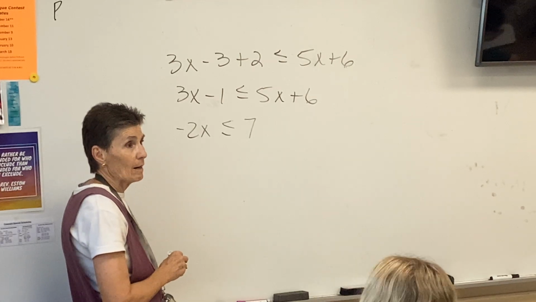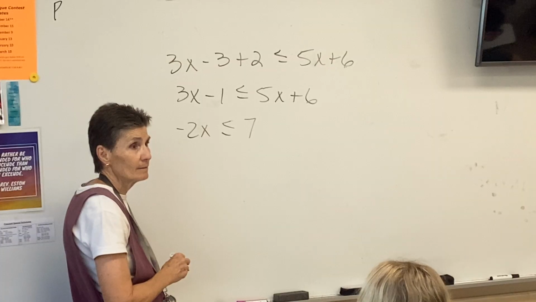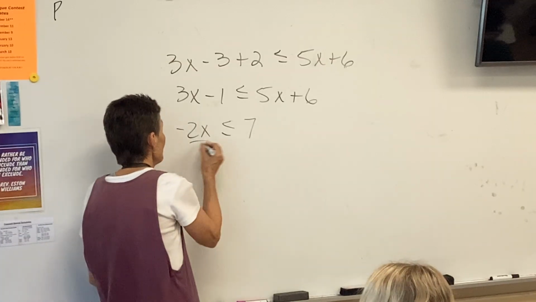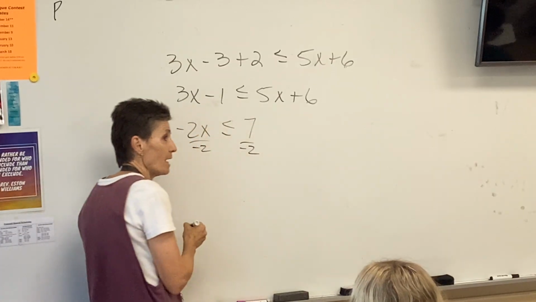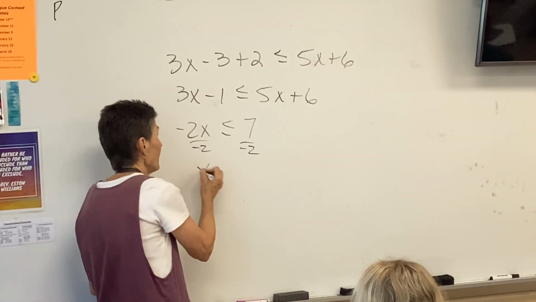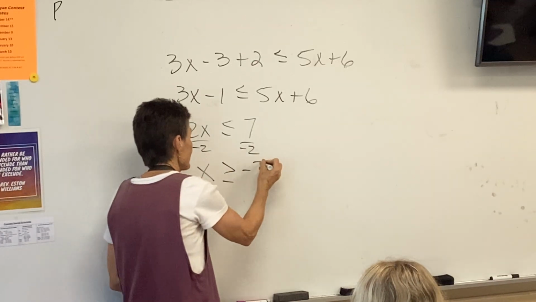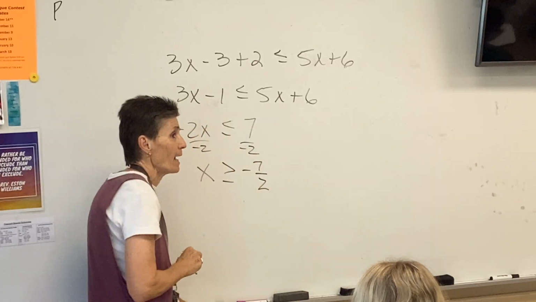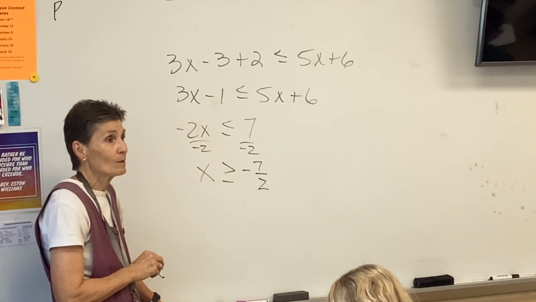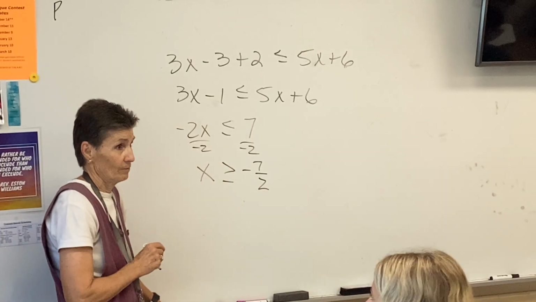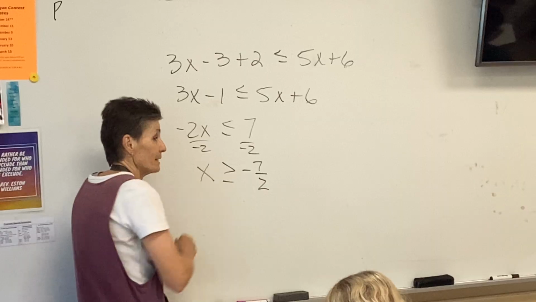Okay. Now I'm going to divide by -2. And when I divide, I'm going to make sure that I switch my sign. I only do that if I am multiplying or dividing by a negative. And I am dividing by a negative.